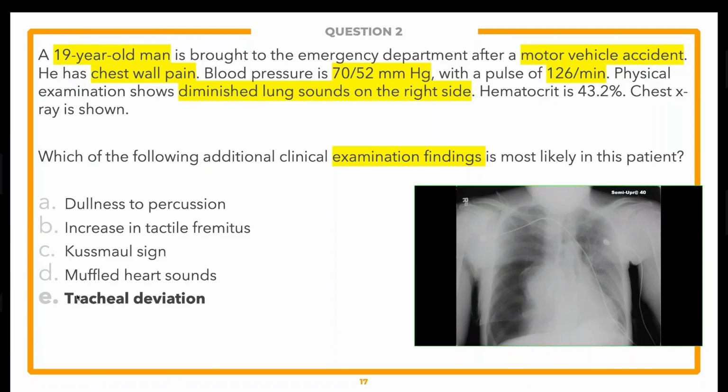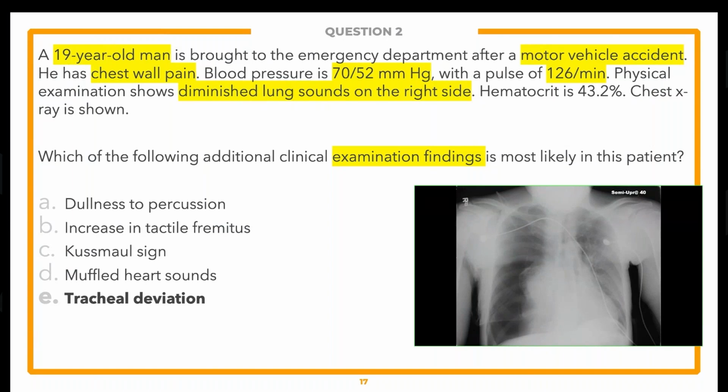And some of the findings that prove that are hypotension, tachycardia, and the fact that when I try to listen to that side, air is not moving. I don't hear breath sounds. There are diminished breath sounds. So we got the diagnosis. That's step one, right? Getting the story, getting the diagnosis, step one.